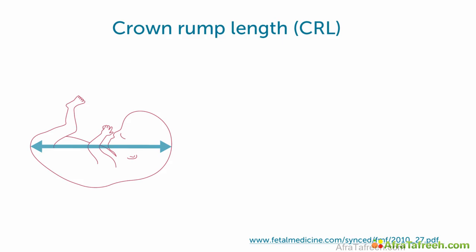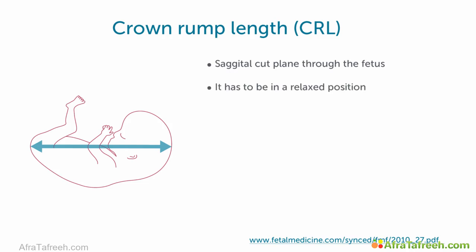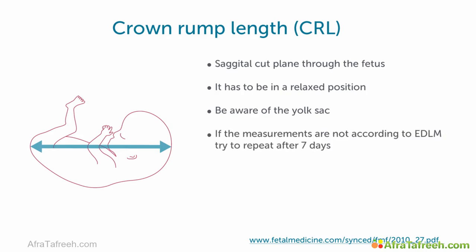What we need to measure the crown rump length is a sagittal cut plane through the middle of the fetus. The fetus has to be in a relaxed position, so make sure the baby is jumping before relaxing again, and then you can make the perfect image. Be aware of the yolk sac and be sure that it's not in your image and definitely not in your measurement. If your measurement is not according to the first day of the last menstrual period of the woman, try to repeat it after 7 days so that you will be sure that your measurement is right.